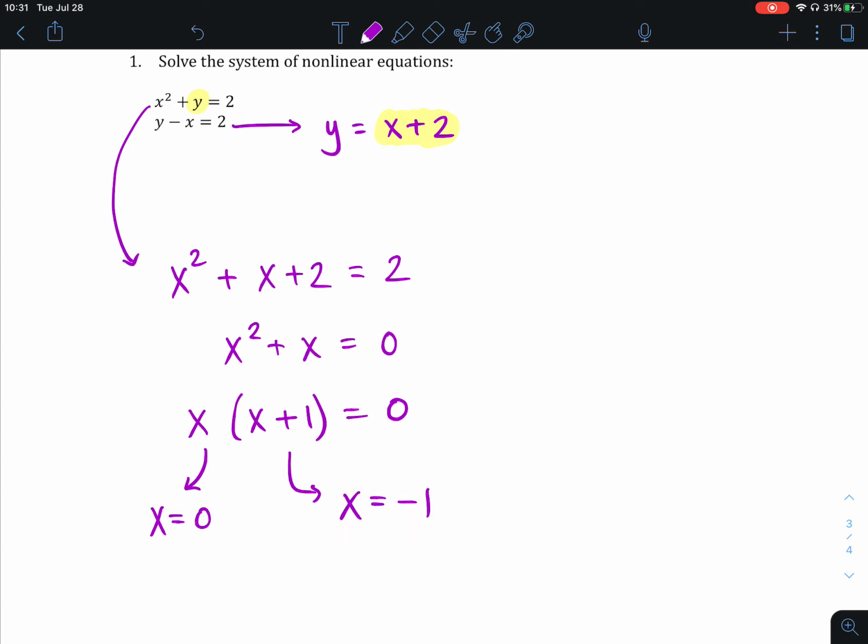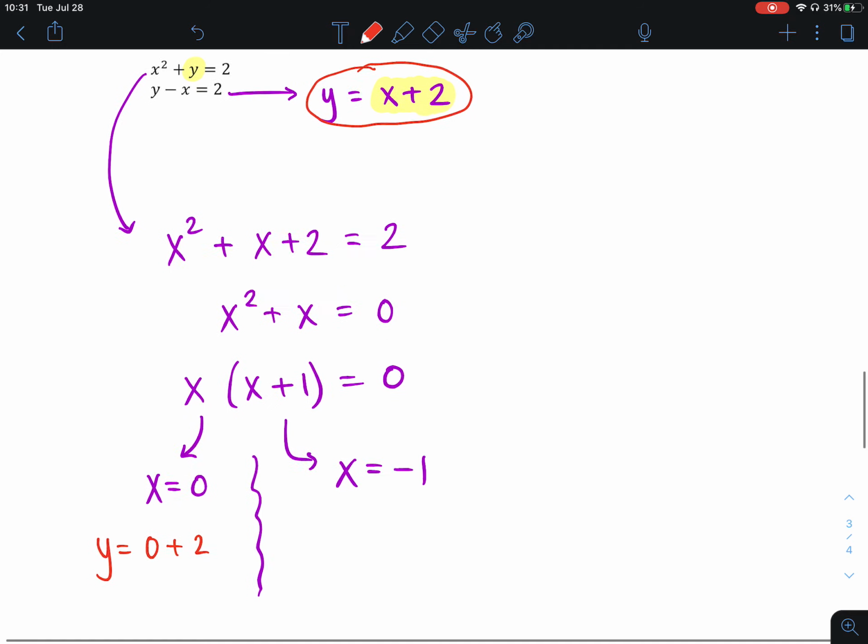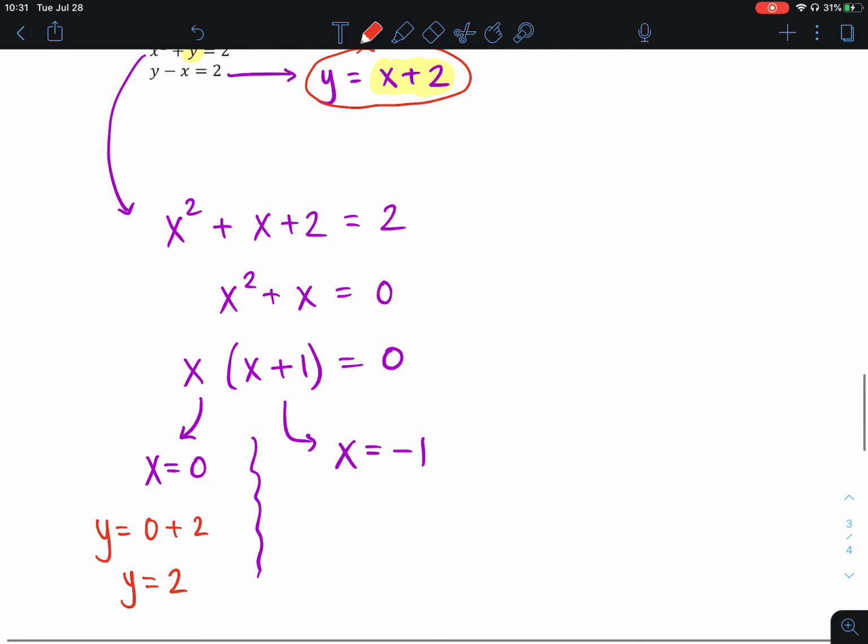The thing about nonlinear systems is we need to be very careful to track an x with its respective y solution. All I mean by that is, at this point, I need to find the y that corresponds to x being 0, and separately the y that corresponds to x being negative 1. To find these y values, let's go back to this substitution equation. If x is equal to 0, y becomes 0 plus 2, or just 2. And if x is negative 1, y becomes negative 1 plus 2, or just 1.